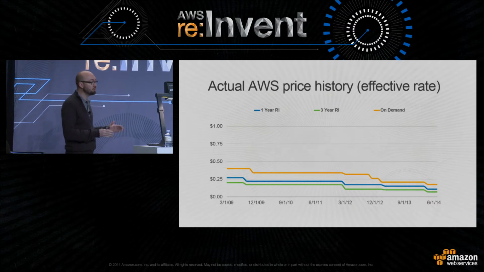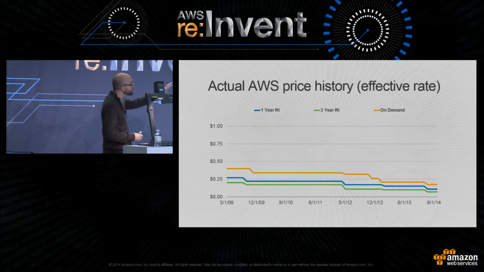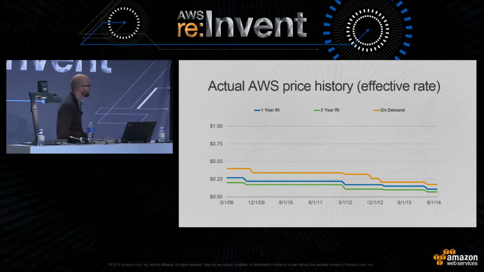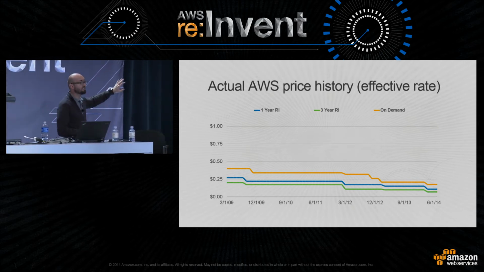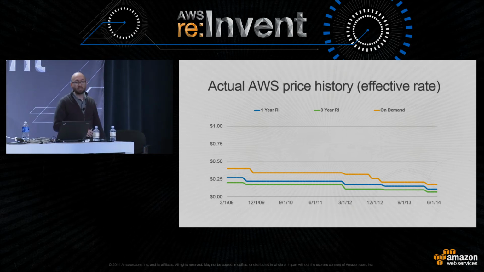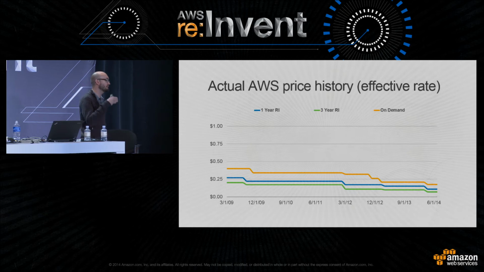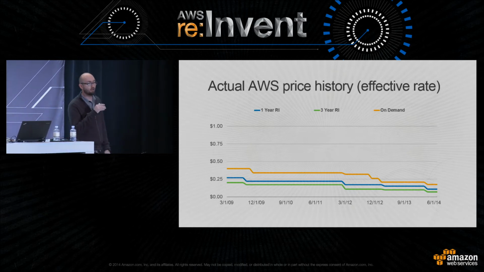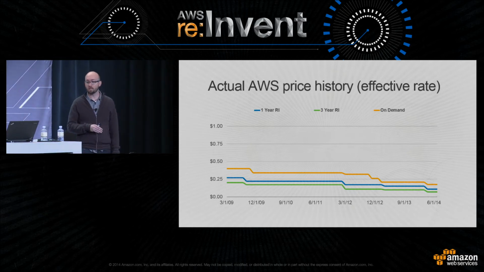And even when you look at the effective rate, so in other words, if you amortize out the RI upfront fee, you can see it looks even more rational. So even if Amazon does drop a price, it makes sense to go ahead and lock in a reserved price as quickly as you can.